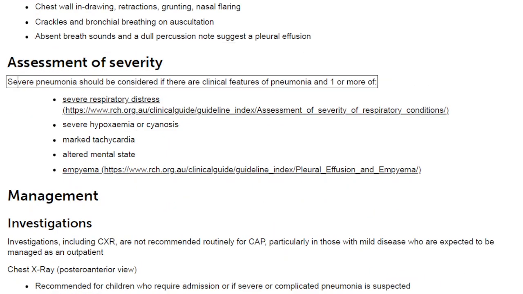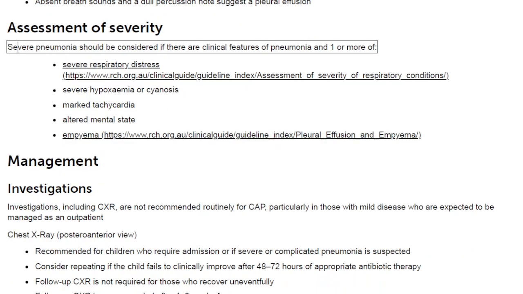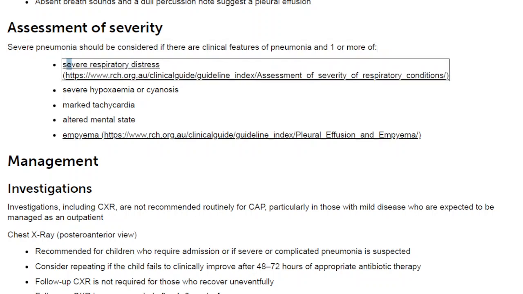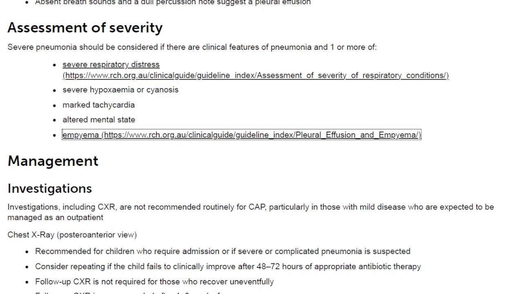Assessment of severity. Severe pneumonia should be considered if there are clinical features of pneumonia and one or more of: severe hypoxemia or cyanosis, marked tachycardia, altered mental state.